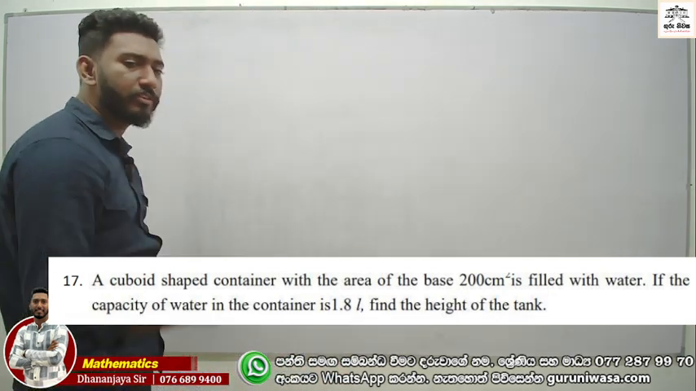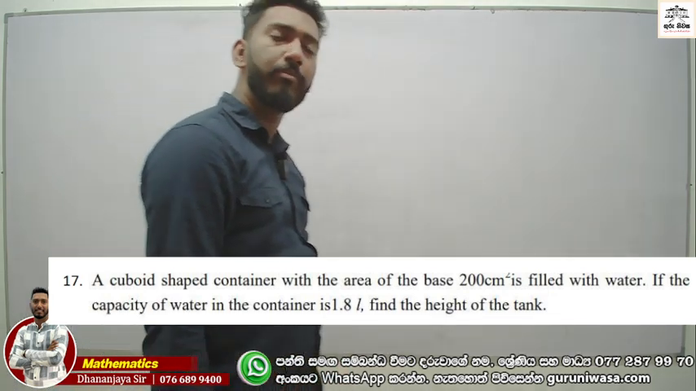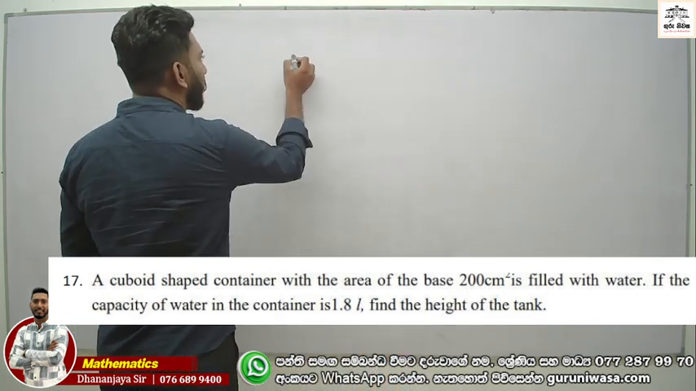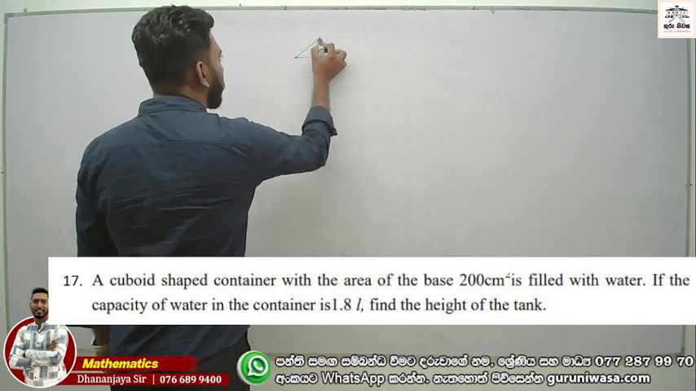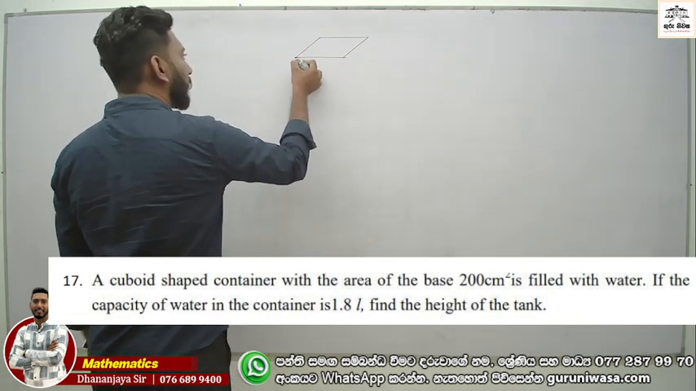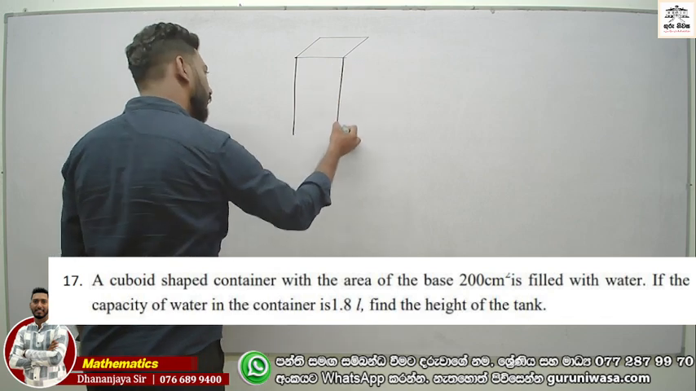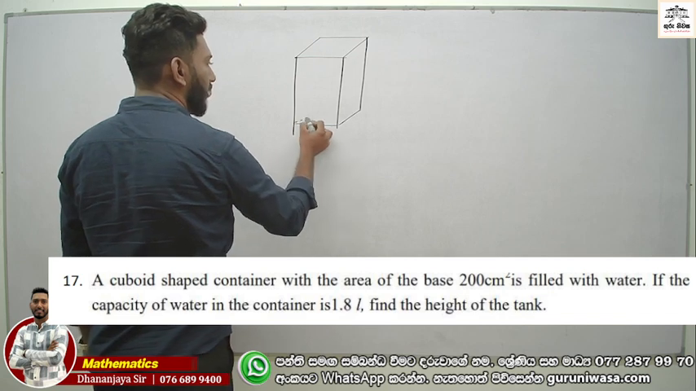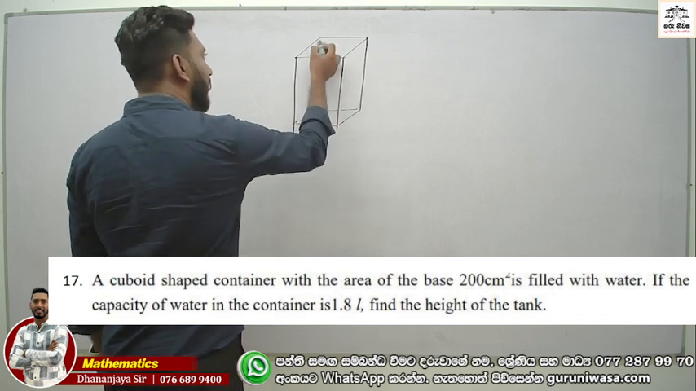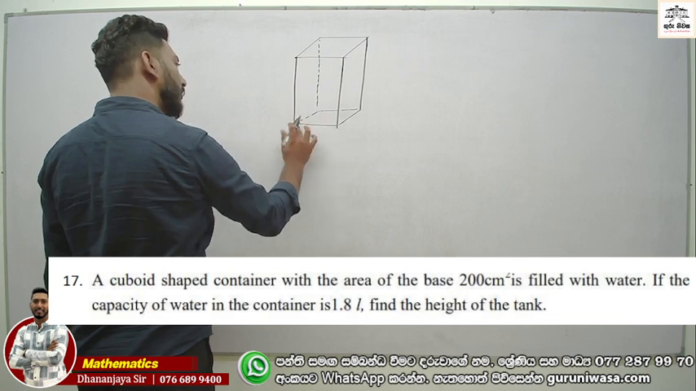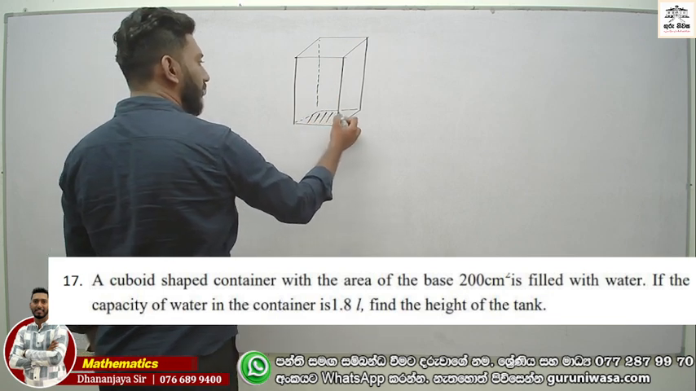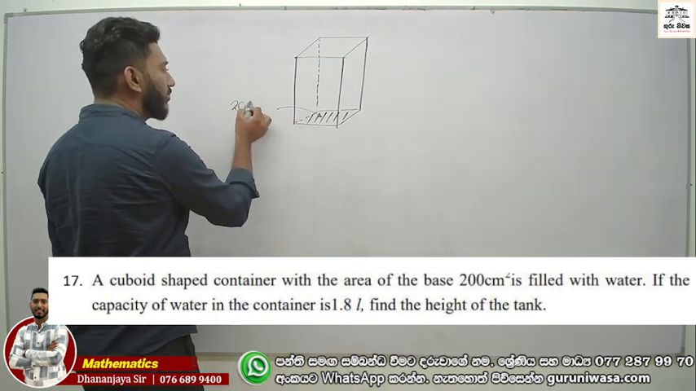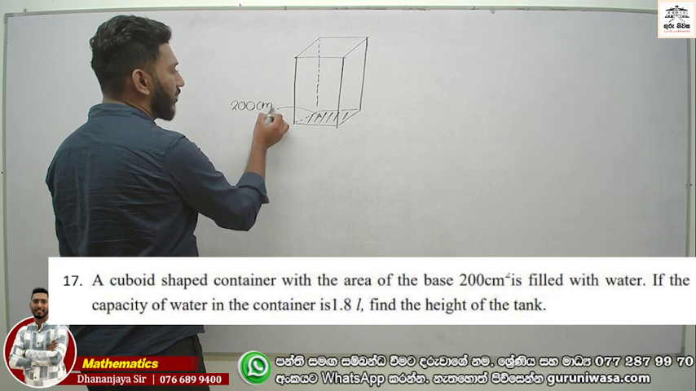A cuboid shaped container with the area of the base 200 square centimeters. It's a cuboid. Now look at this. And you know what the area of the base means. The area of the base is 200 cm squared.